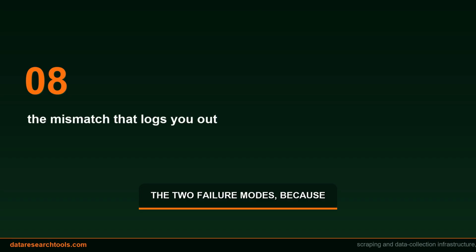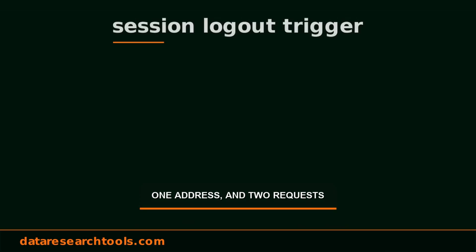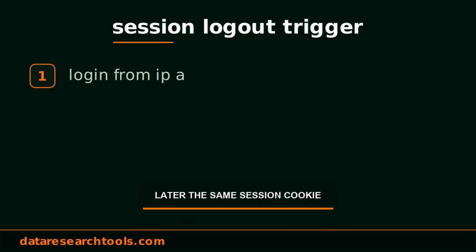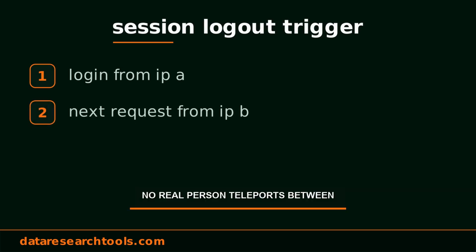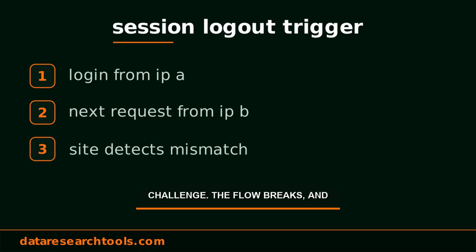The mismatch that logs you out. Now the two failure modes, because both come from mismatching the setting to the job. Rotate in the middle of a stateful flow, and you get the logout I opened with. You log in from one address, and 2 requests later, the same session cookie shows up from a different IP in a different city. No real person teleports between clicks, so the site does the safe thing and ends the session or throws a challenge. The flow breaks and it looks random until you realize the address moved under you.